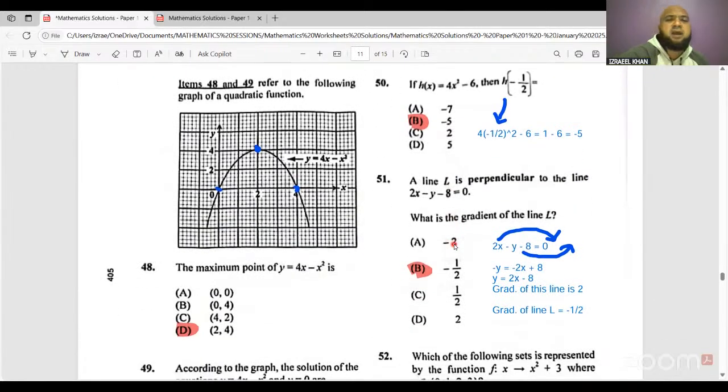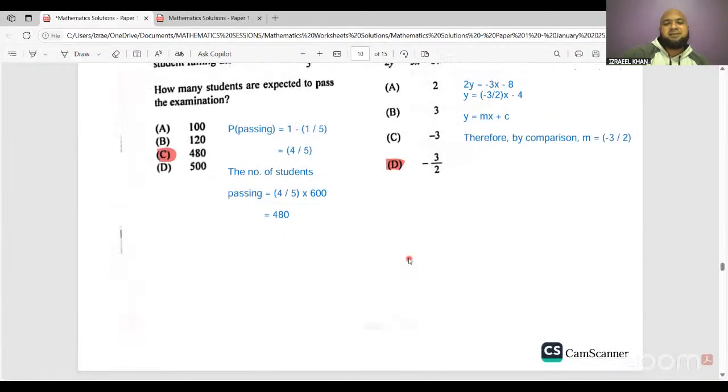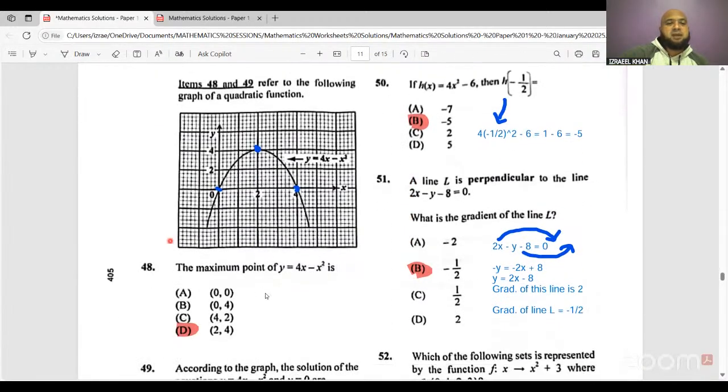48 and 49. Refer to the following graph of a quadratic function. So we finally enter functions and relations. Actually, we did start it here, my bad. The maximum point of y equals 4x minus x squared is... That is so easy. The maximum point you could see would be what? 2 comma what? 4? 2 comma 4. That's D.